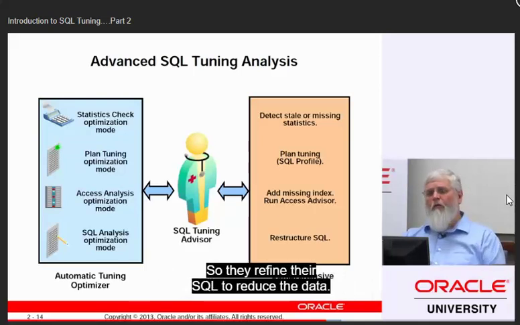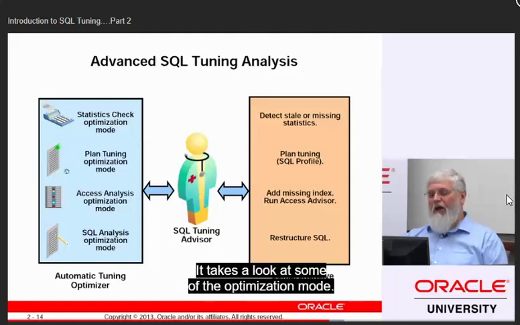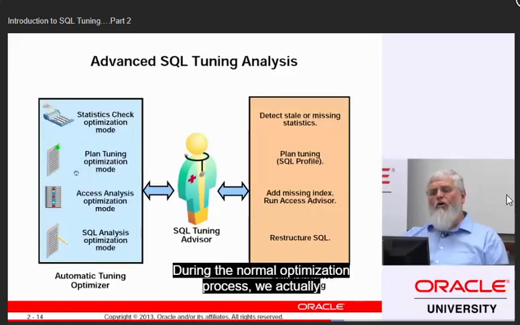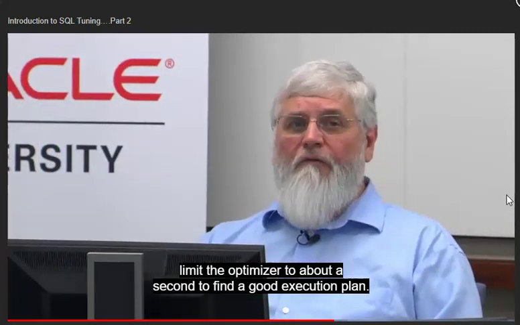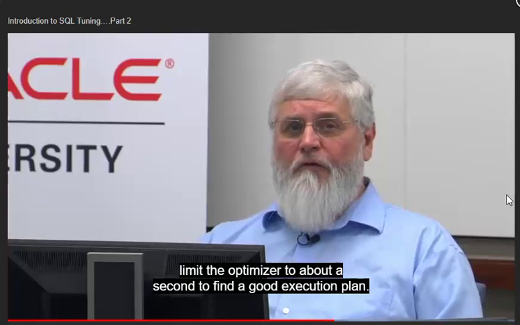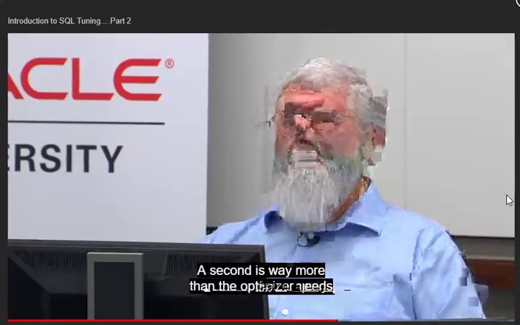It takes a look at the optimization mode. During the normal optimization process, we actually limit the optimizer to about a second to find a good execution plan. For some statements, that's much more time than we need. Okay, I do a select star from employees. A second is way more than the optimizer needs to figure out the right execution plan. No predicates. The only real option it has is to do a full table scan.